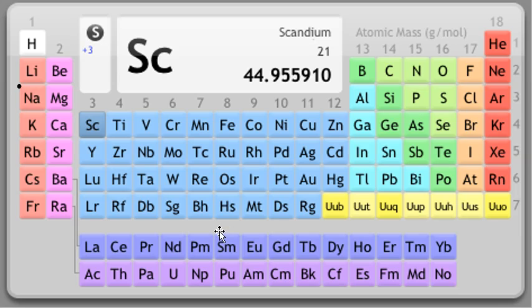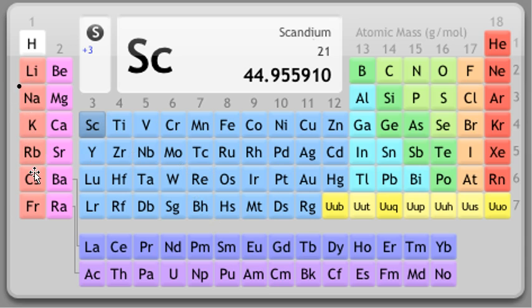So before going on to the transition elements, let us have a quick picture of the periodic table. As we know, the periodic table consists of 4 different blocks of elements, which are the s block, p block, d block and the f block.